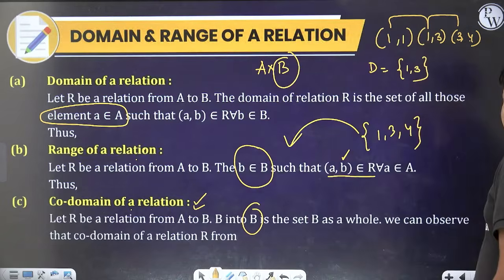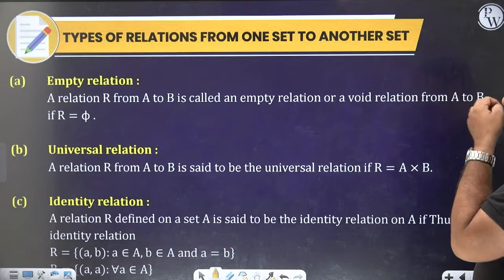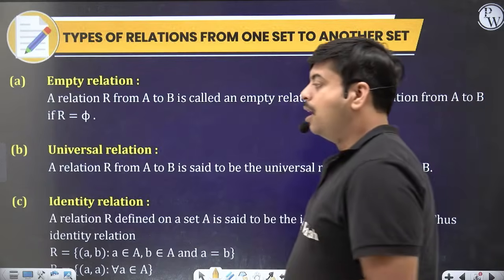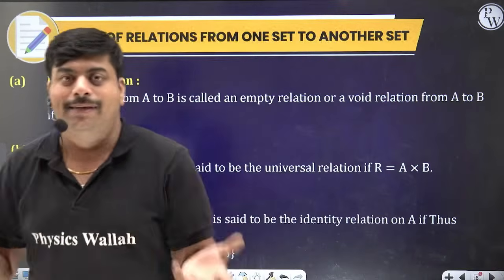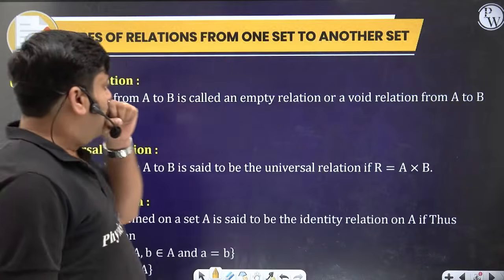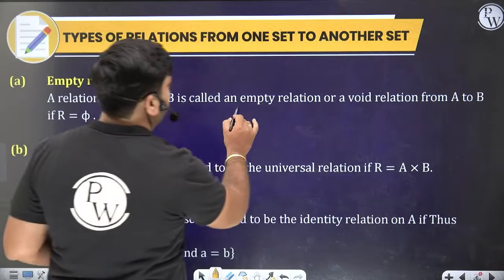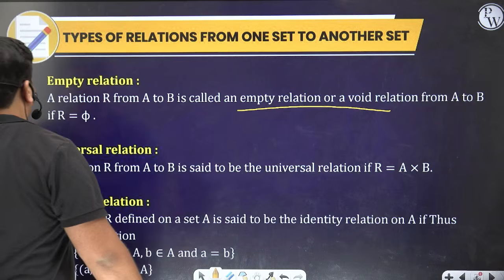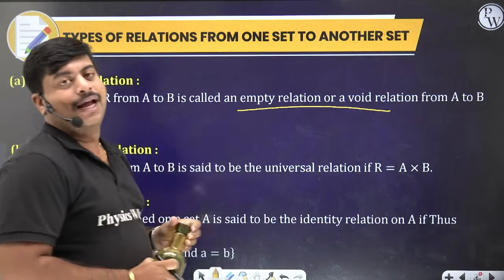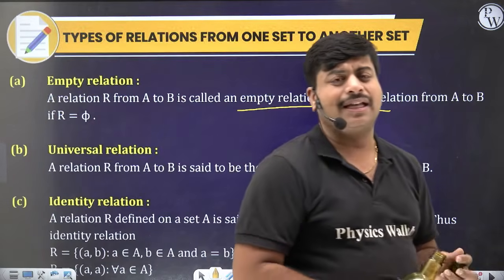So what next? Empty relation. The name itself says it: we will not have any elements in that relation. We say it is called an empty relation or a void relation. Are you understanding? Okay.